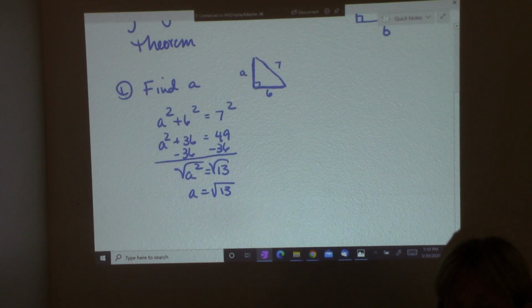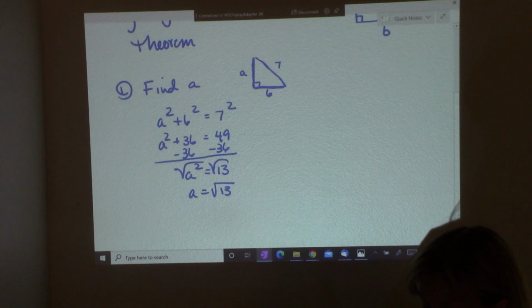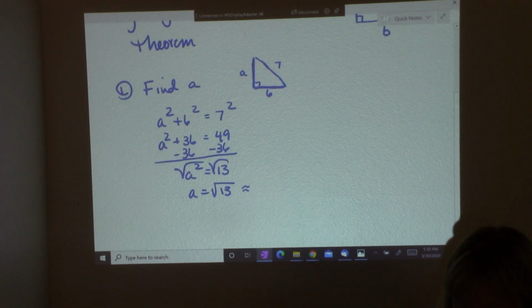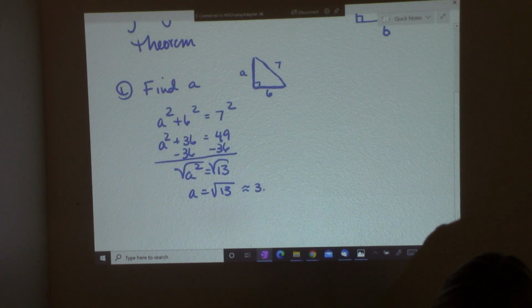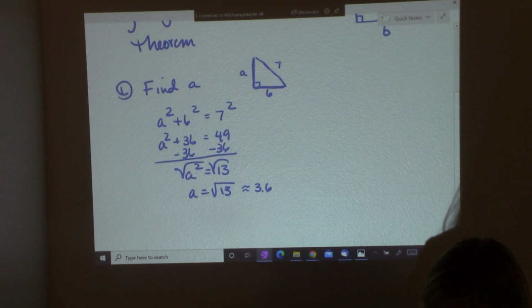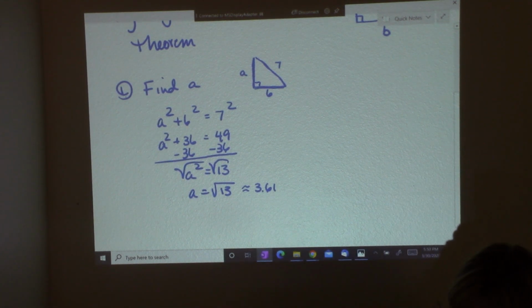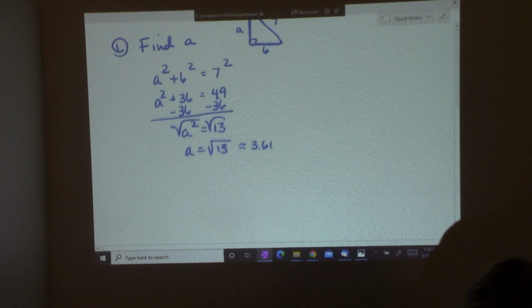And again, it depends on the answer in your book, that it might have the square root of 13, or it might not. So just in case you want to use your calculator and figure out that this is about 3.61. Okay, so that's number one. That's how we use the Pythagorean theorem. All right, let's do number two.